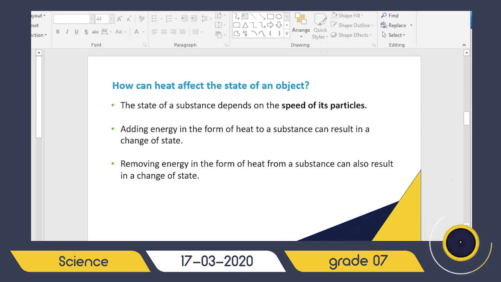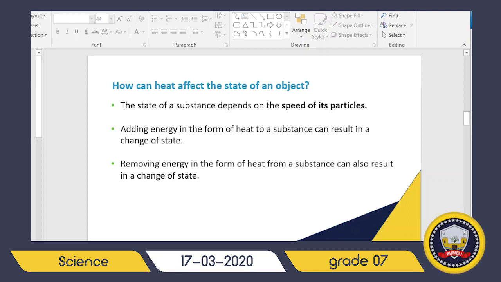The speed of the particles will increase. So they will start to move more. They will slide away from each other. So it is how the change of states takes place. As a result of this process, as a result of rising the temperature or gaining heat, a solid can turn into liquid.